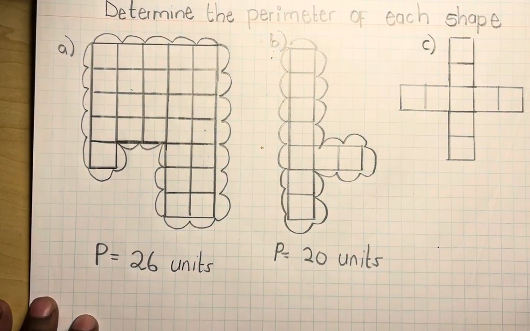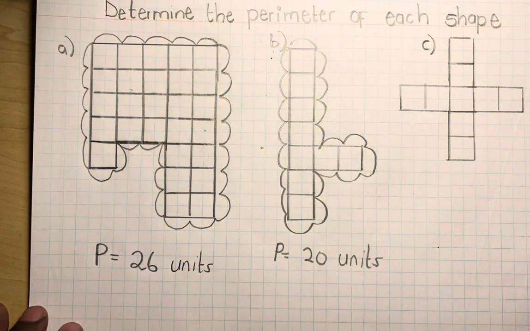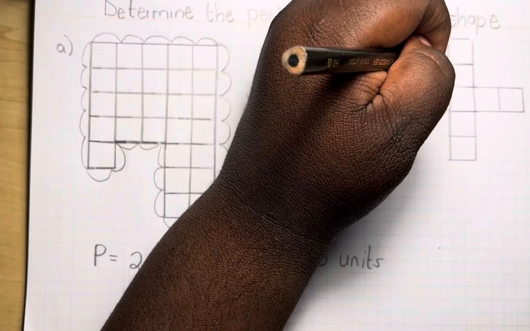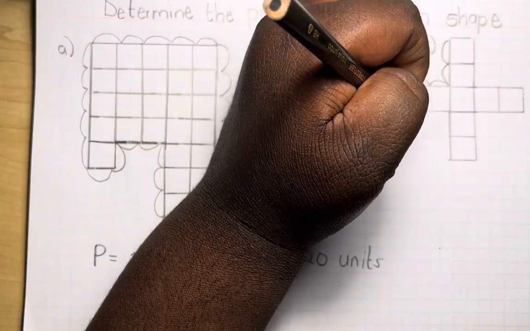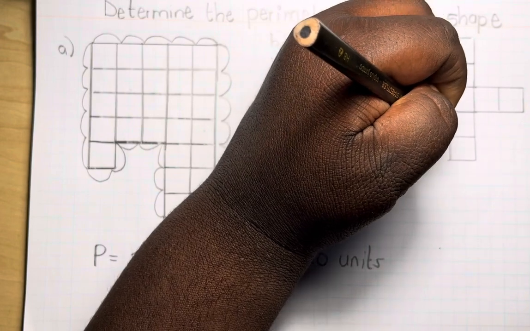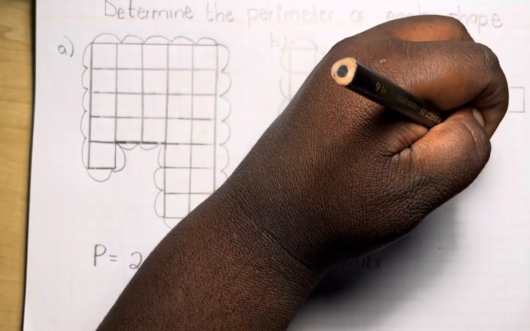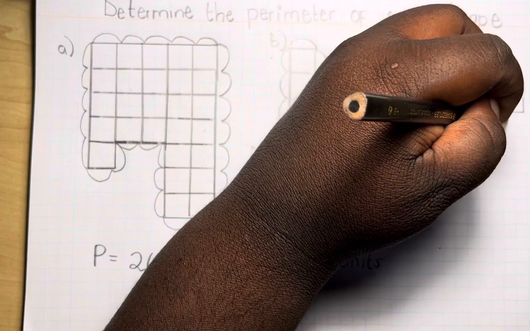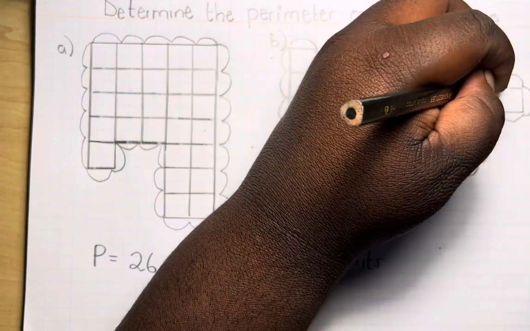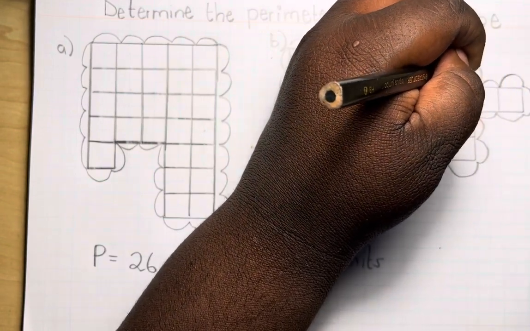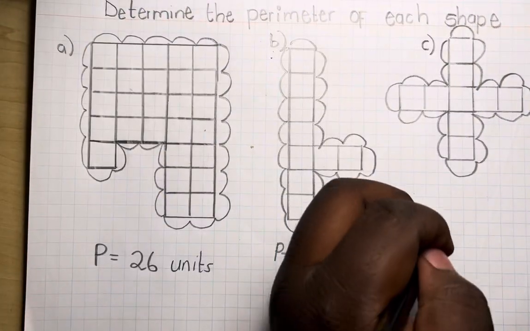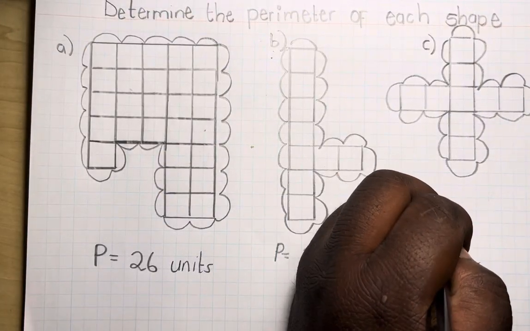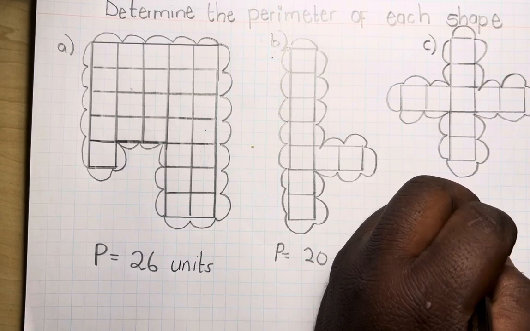Last but not least, let's do our final and last shape. 1, 2, 3, 4, 5, 6, 7, 8, 9, 10, 11, 12, 13, 14, 15, 16, 17, 18, 19, 20. The perimeter of our last shape also happens to be 20 units.